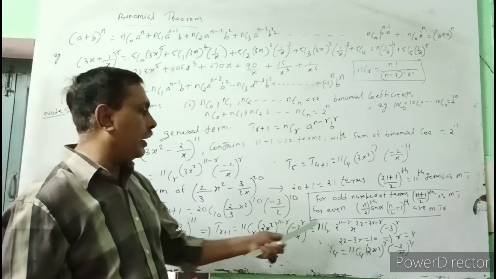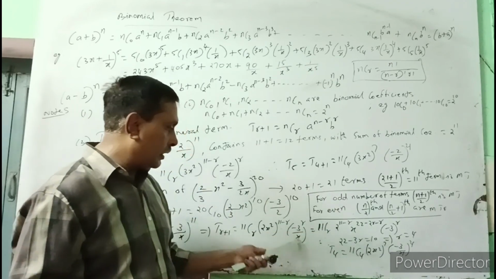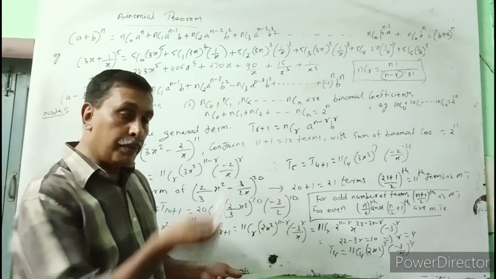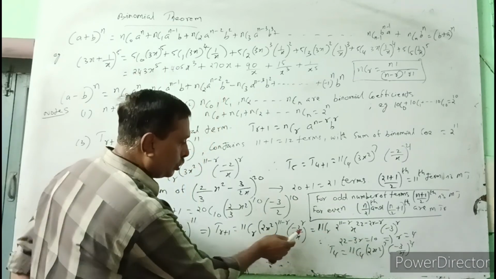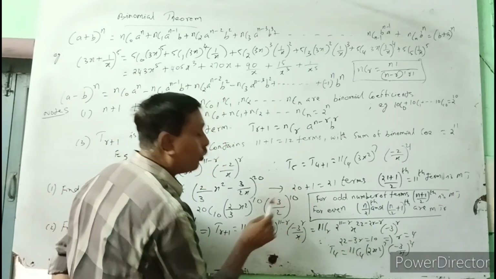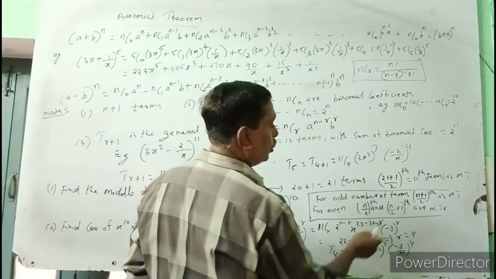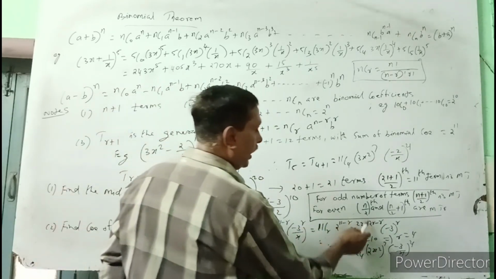So when it is coming in the numerator, it will come minus r. This x power also will come in the numerator, the denominator power will come up to it. So into minus 3 raised to r. Here also I simplified. This is x raised to r brought to the numerator. That is x raised to 22 minus 3r will come.